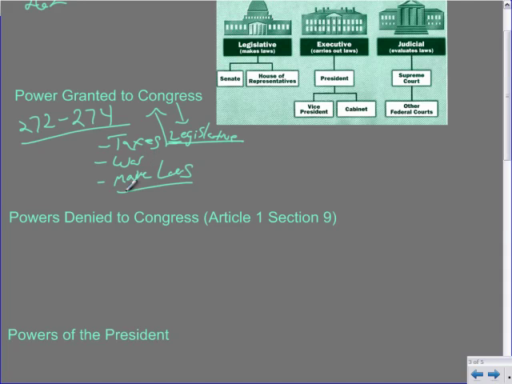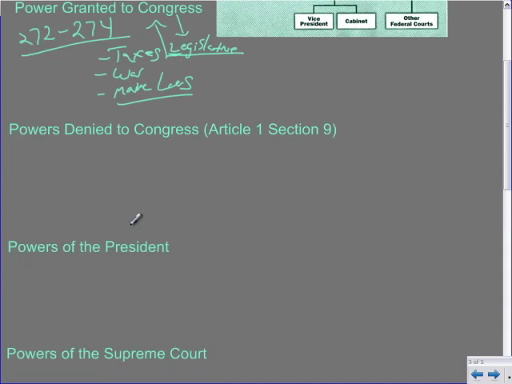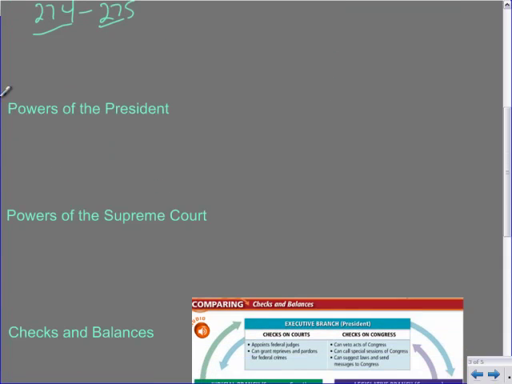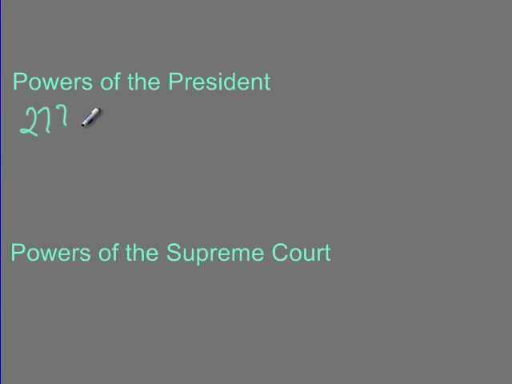Okay. The very next section in the Constitution has to do with the things that Congress is not allowed to do, and you can also read about those on page 274 through 275. Just look through there and think about, what is it saying that Congress basically just cannot do. And so the next thing on your study guide are the powers of the president. This is going to be kind of the same deal with the powers of the Congress. This is on page 277 to 278. You can read about that.